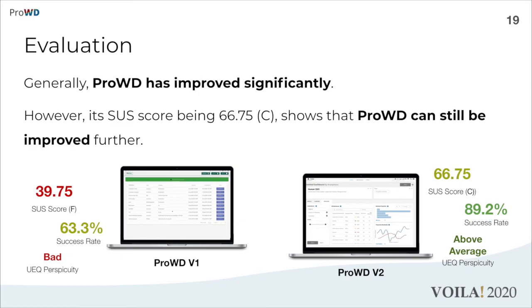A second test was done to evaluate the results of this Proud version 2. An evaluation using the measured metrics shows that generally, Proud has improved significantly. With an above average perspicuity and an increased success rate and SUS score, it has improved for the better. The SUS score of 66.75, which is a grade C, shows that it is still under the SUS benchmark, just a little bit, which means that it can still be improved further.